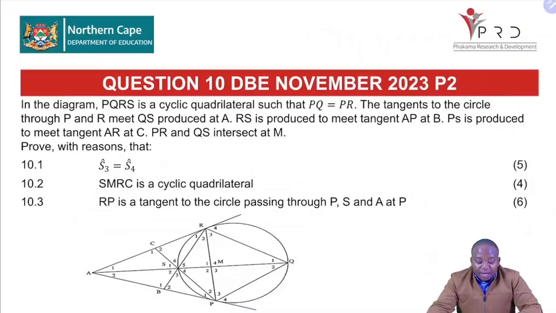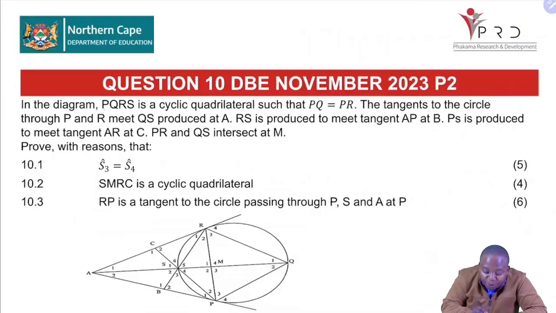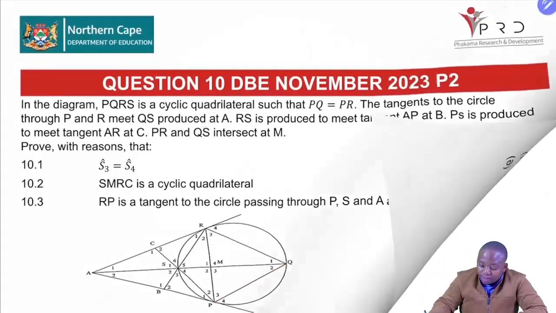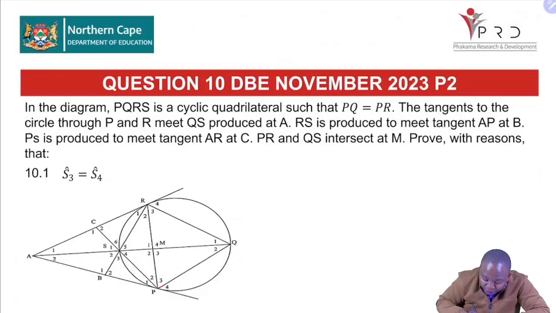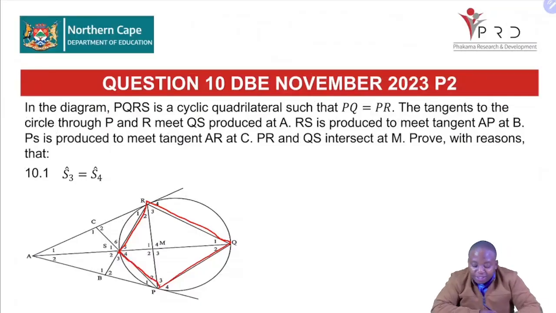Welcome back, grade 12. Let us look at question 10. We are told that in the diagram, PQRS is a cyclic quad, and we are told that PQ is equal to PR.